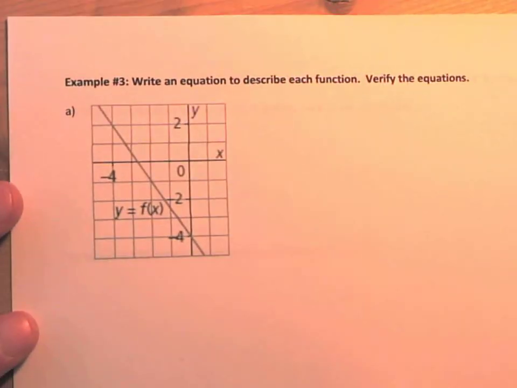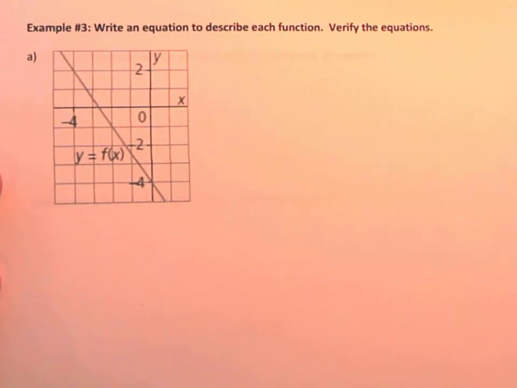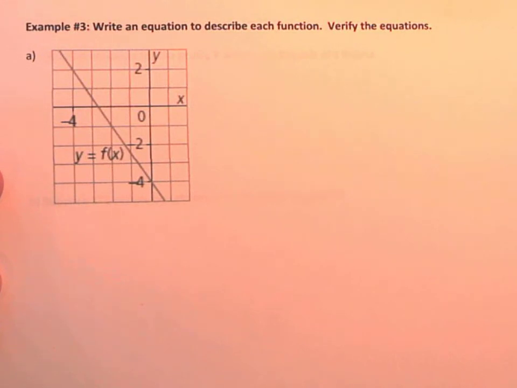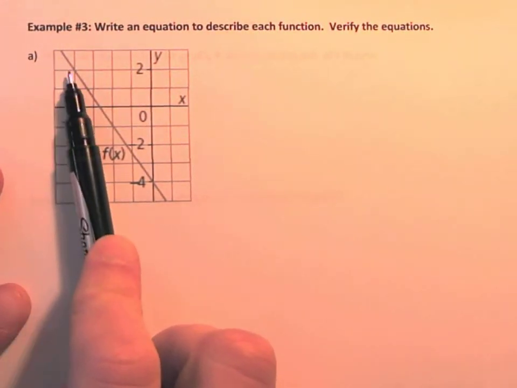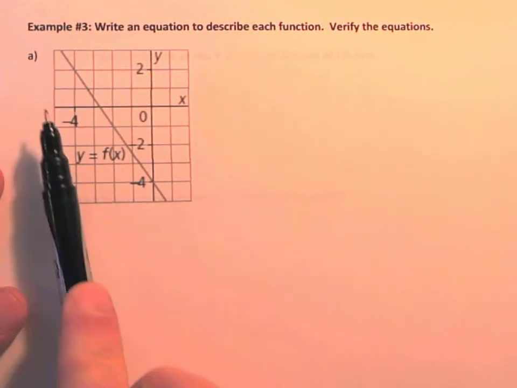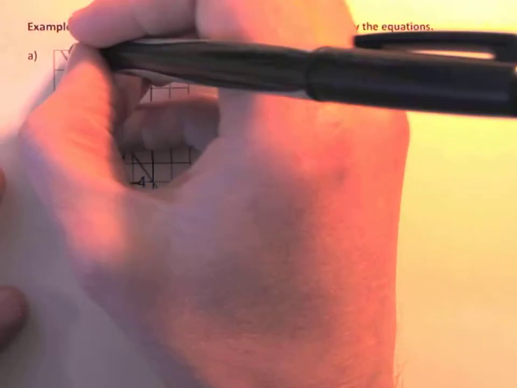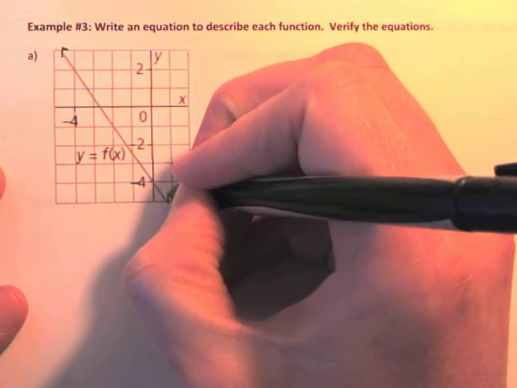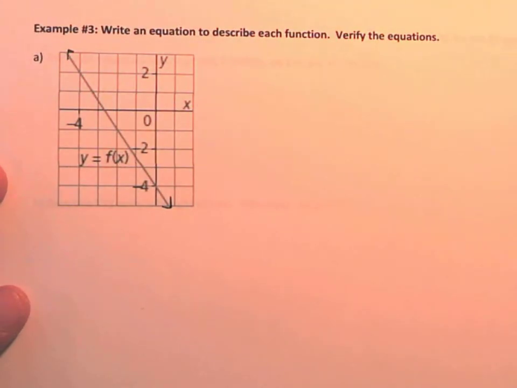Example 3. Write an equation to describe each function. Verify the equations. Well, we know this is a function. It's a linear function. It's this line here. I put little arrows on it because linear functions go kind of forever. Write an equation to describe each function. So where do I start?